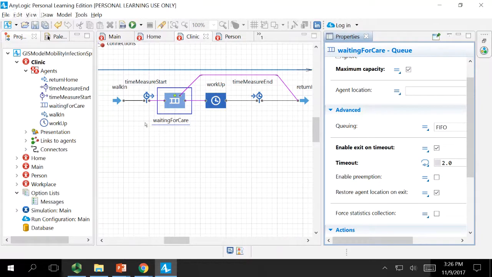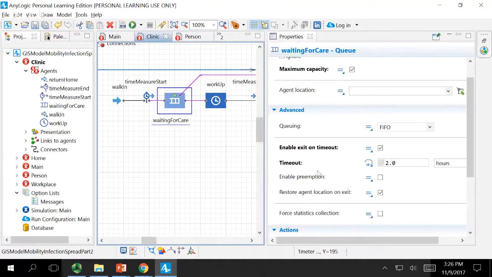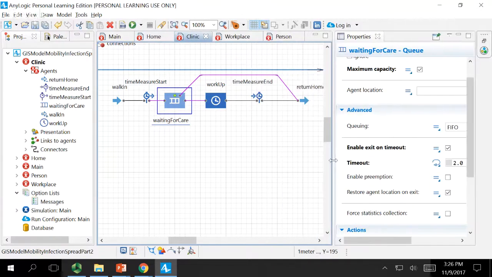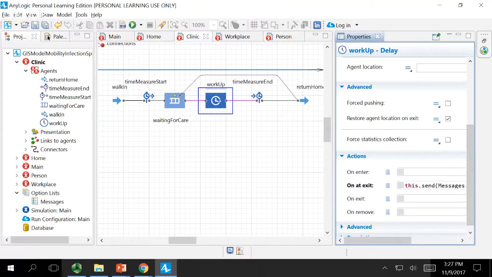But as I noted, we need to put in place a time measure end. How do we do that? Well, we went here, I scrolled down within this queue, and I clicked enable exit on timeout. I said it's a timeout of 2 hours. What that means is that if they're not served in that time, they'll balk. They'll leave. They won't wait, and they'll depart the queue. But they won't be cured, because now we put cure into the place here in the workup.